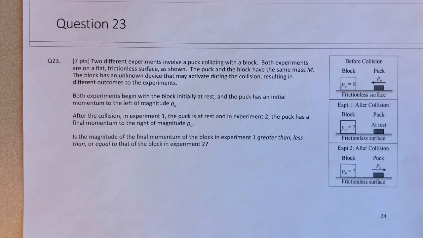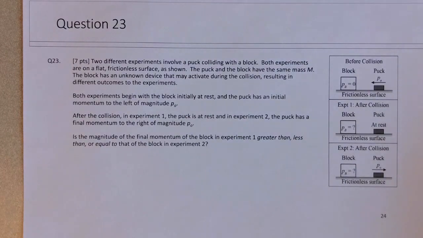They have the same mass m. The block has an unknown device that may activate during the collision, resulting in different outcomes to the experiments. Both experiments begin with the block initially at rest and the puck has an initial momentum to the left of magnitude p0. After the collision in experiment 1 the puck is at rest. In experiment 2 the puck has a final momentum to the right of magnitude p0. Is the magnitude of the final momentum of the block in experiment 1 greater than, less than, or equal to that of the block in experiment 2?